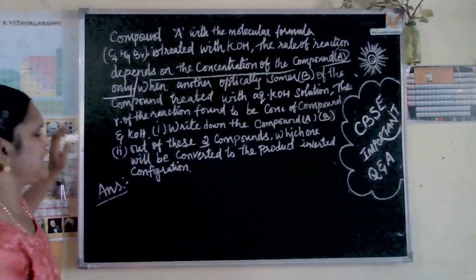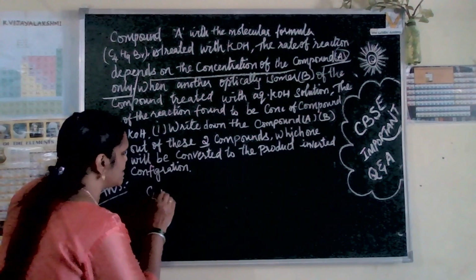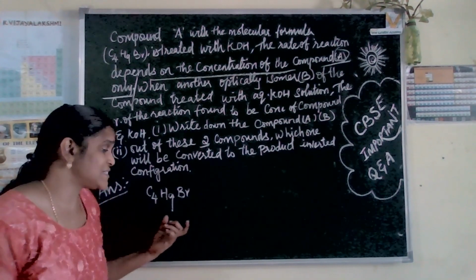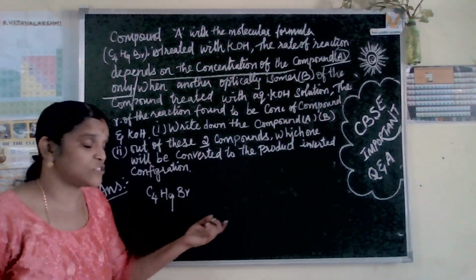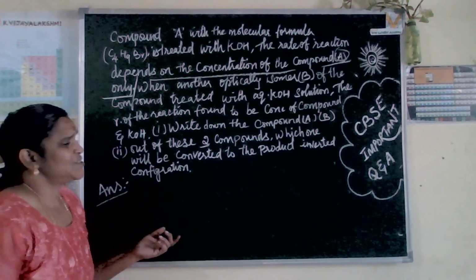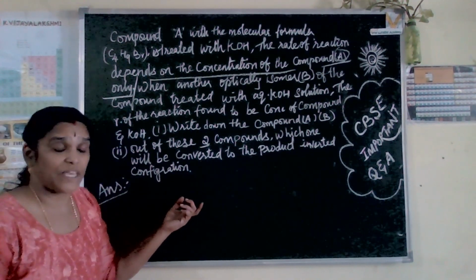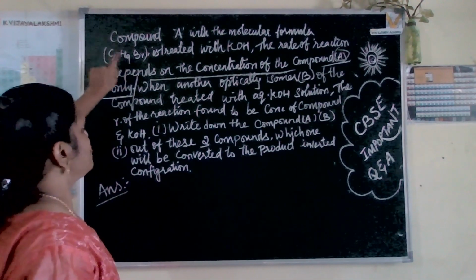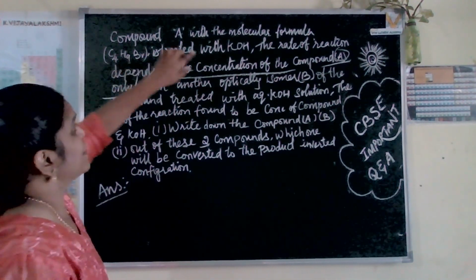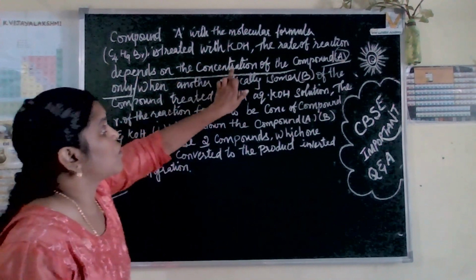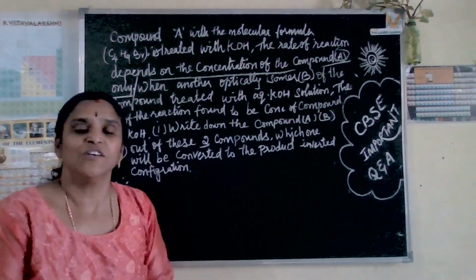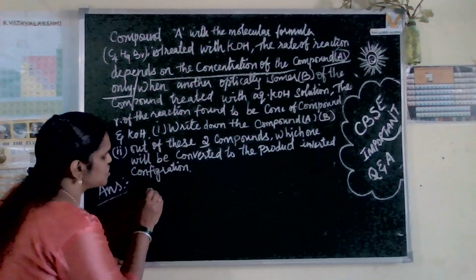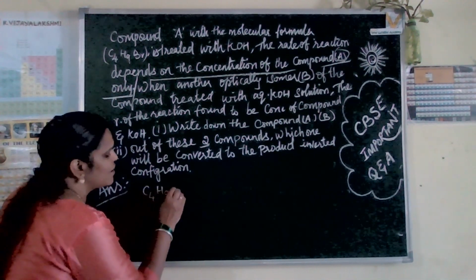Okay, from this, C4H9. According to the general formula for alkanes, CnH2n plus 2. So in that way, one point they mention is C4H9. The other point they mention is that the rate of reaction depends on the concentration of compound A only. So that means 100% this is a tertiary compound. So tertiary compound C4H9Br.